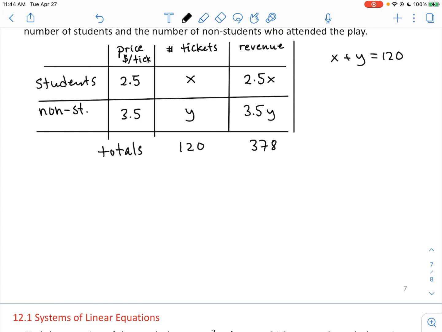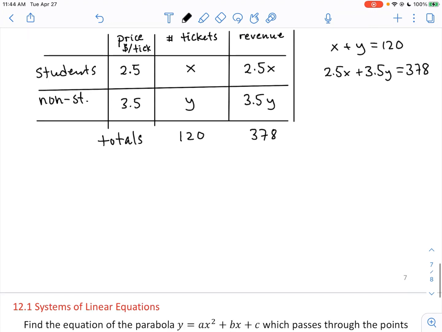We'll call this the ticket equation. And then we have the money equation. We know that 2.5x plus 3.5y has to be 378. And this is the system that we would want to solve. Now I don't like the decimals. If I double equation 2, I can rewrite my system.